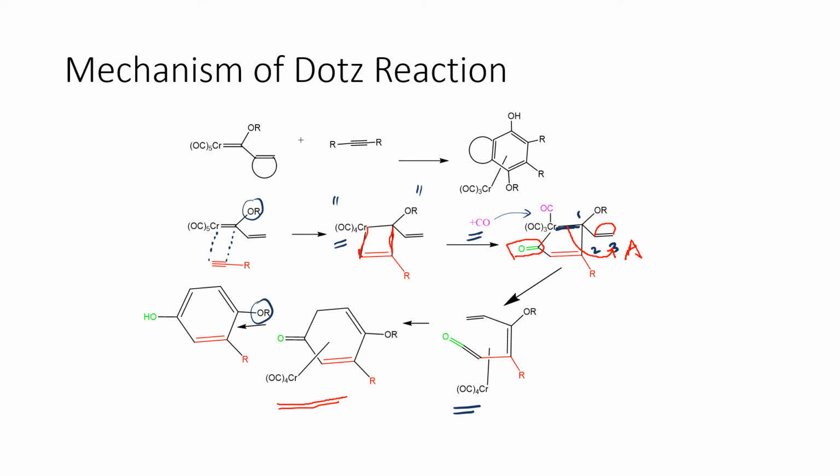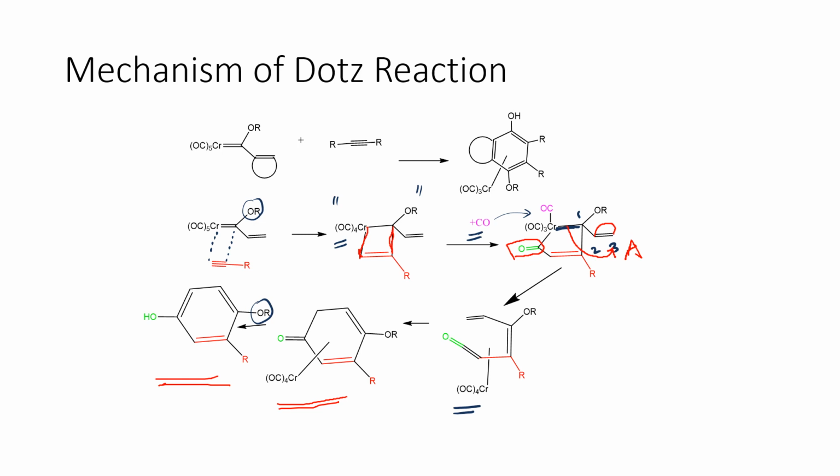So notice how you end up with an enone system, which is actually a phenol in a hidden form. And you can imagine how this enone can just tautomerize to form the product which is shown here.